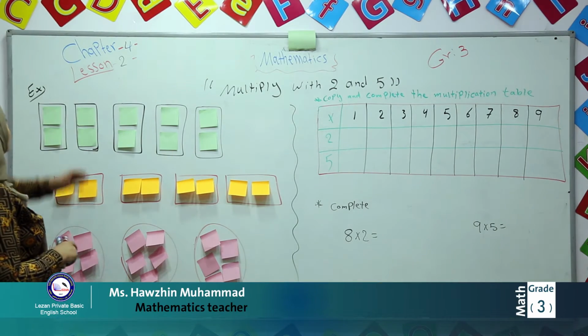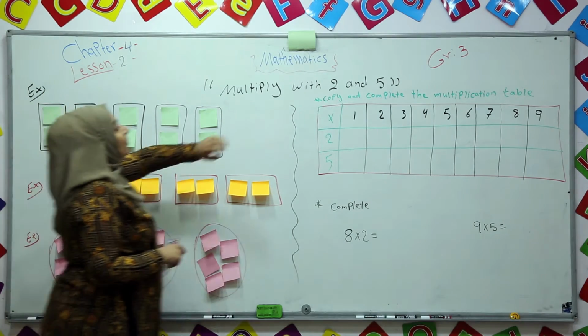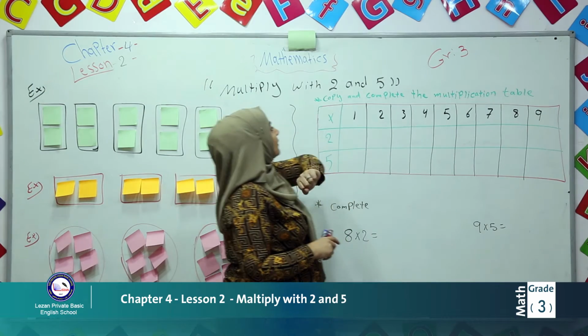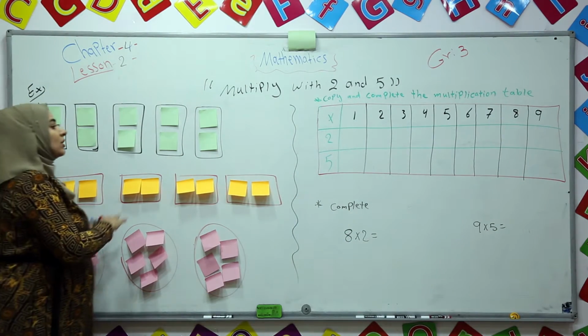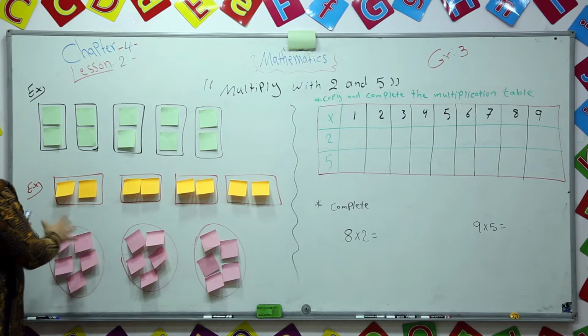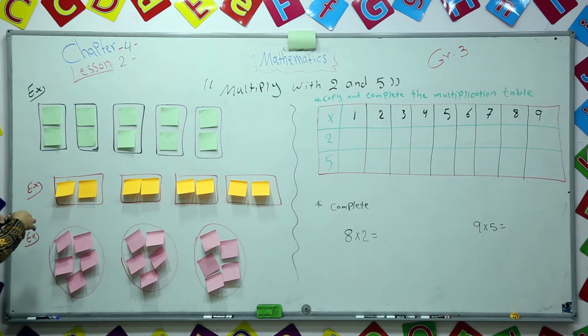Today we have a new subject, chapter 4, lesson 2, multiply with 2 and 5. Let's see what the multiplication is for the numbers 2 and 5. Now look here, we have these three examples.